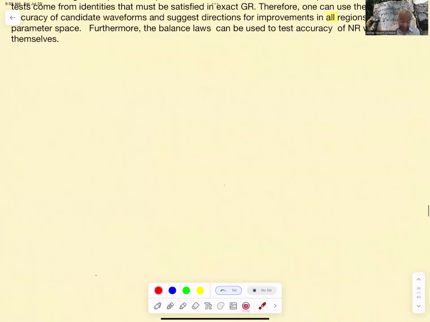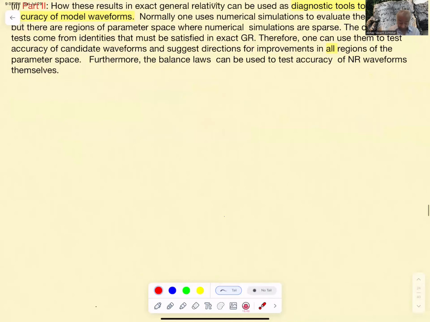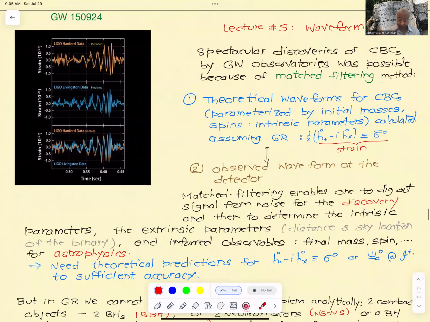My lectures are mainly addressed to mathematical relativists, so that they can understand both the ingenuity that went into creating these waveforms. There are many tricks and also great insights that we'll talk about, and also to point out the limitations where mathematical methods can be used to improve these waveforms. Okay. So that is the purpose here.